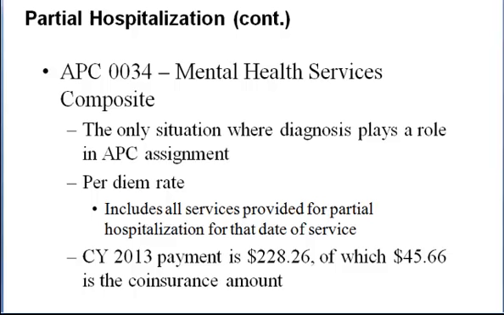The unit of service for a partial hospitalization is 1 day. Therefore, APC payment for APC 0034 is based on a per diem amount. For calendar year 2012, the APC payment rate for that is $191.13, of which $38.23 is the beneficiary copayment amount. This slide also lists the calendar year 2013 payment and coinsurance amount.